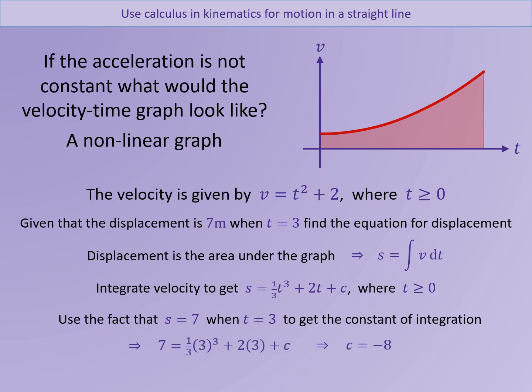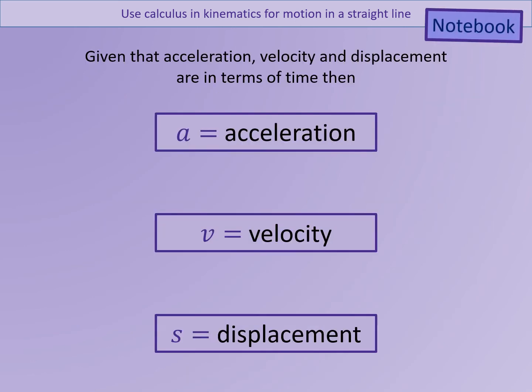Substituting this in gives us c is negative 8. So therefore we have an expression for displacement at any time, which is a third t cubed plus 2t minus 8. We can then find the displacement at any time we want by substituting the t value in. So if we have got acceleration, velocity and displacement all in terms of time, we can use integration and differentiation to move between the two. Remembering that when you integrate, there will also be a constant of integration, which you would then have to find using extra information.